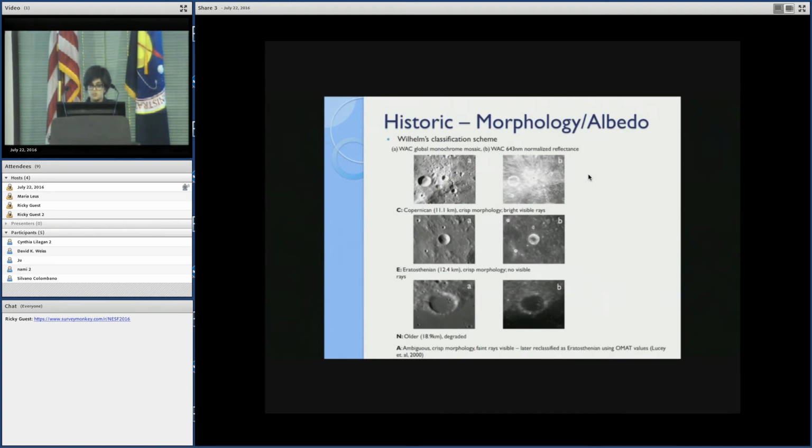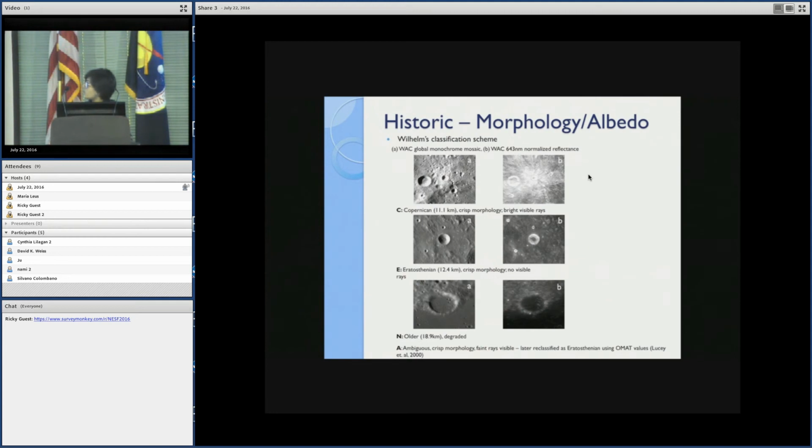The first method we used was the Williams classification scheme. The image on your left is the WAC global monochrome mosaic, and the one on the right is the normalized reflectance.